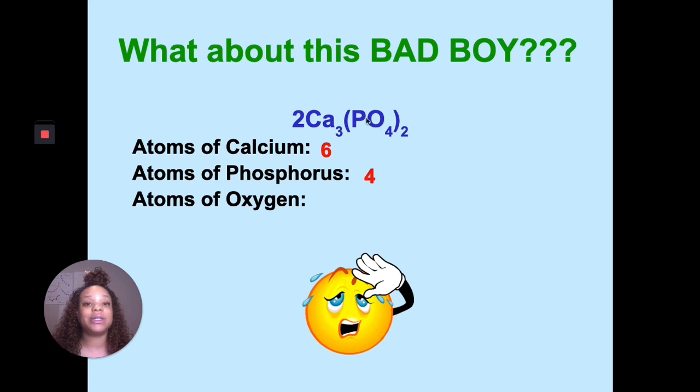Now oxygen is a little more tricky. We have 4 inside of the parentheses. What do we do next? We need to go outside of the parentheses because we have to multiply times the subscript. 4 times 2 is going to give you 8. Our job is still not done because we have to go back to the big number and multiply 8 times 2, which is going to give you 16 oxygens.